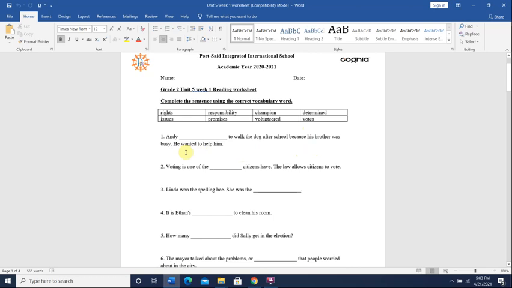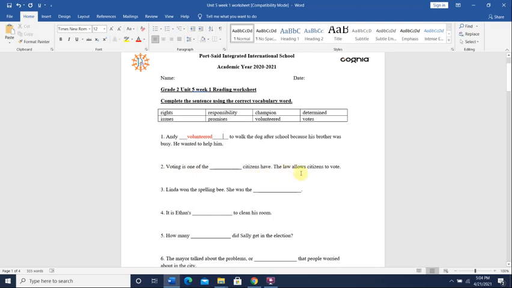What do you think? Which word can we put here? Rights, issues, responsibility, promises, champion, volunteered, determined, or votes. The correct word would be volunteered. So he offered to walk the dog because his brother was busy. Will he take money? No, he wanted to help his brother, so he volunteered to take the dog instead of his brother.